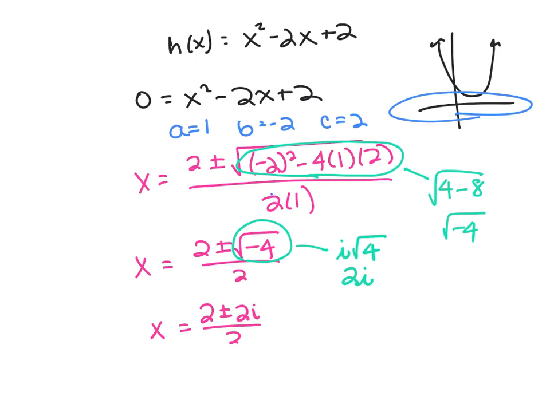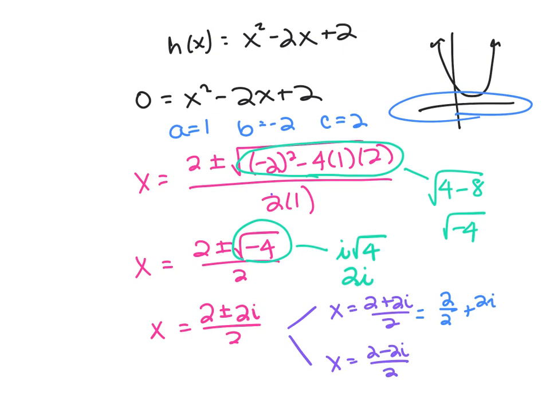Remember, when we get to this part, this is where we want to split into two different roots with that plus or minus. So we have 2 plus 2i over 2 and 2 minus 2i all over 2. And now remember the last part, that we can simplify this further. We can split those up so that we can reduce our fraction.